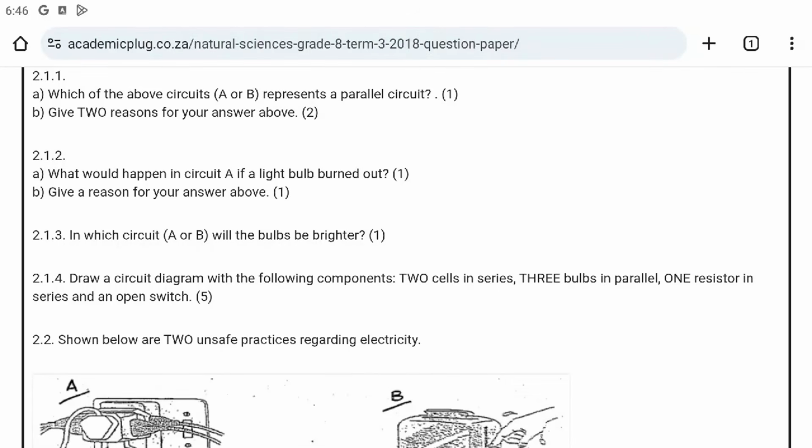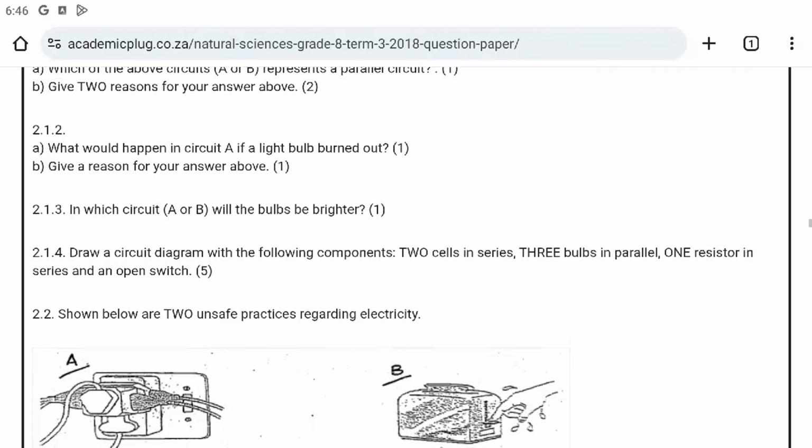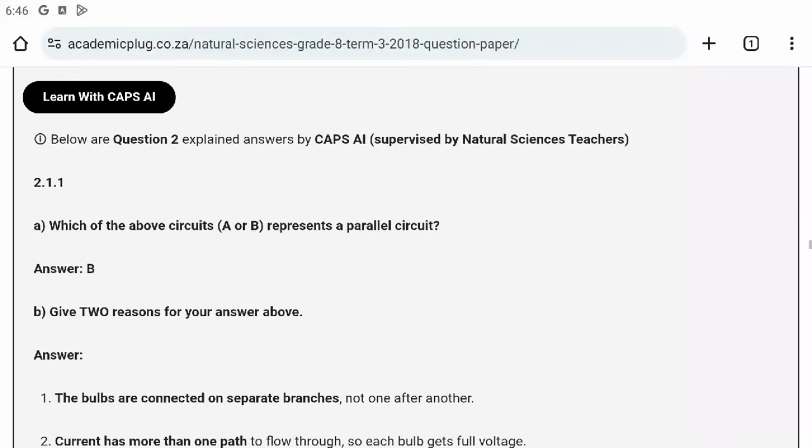2.1.4. Draw a circuit diagram with the following components. 2 cells in series, 3 bulbs in parallel, 1 resistor in series, and an open switch. 2.1.4.